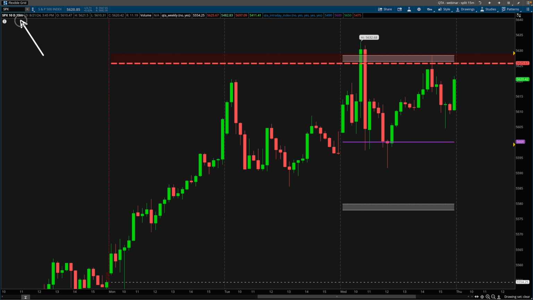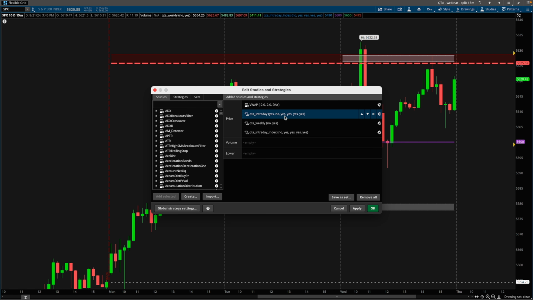This is a 15-minute time frame. All of the levels and the zones that you see on this chart are coming from the Quant Trading App scripts. So if I came into studies, I'm just demonstrating what's on this chart. The SPX has no VWAP, but everything else is the Quant Trading App intraday and weekly levels.